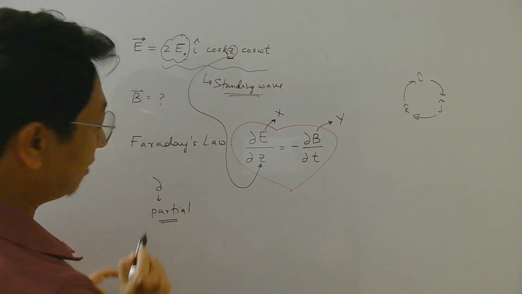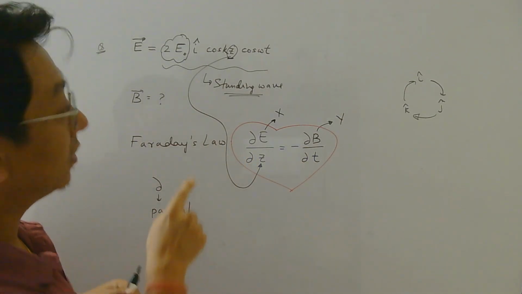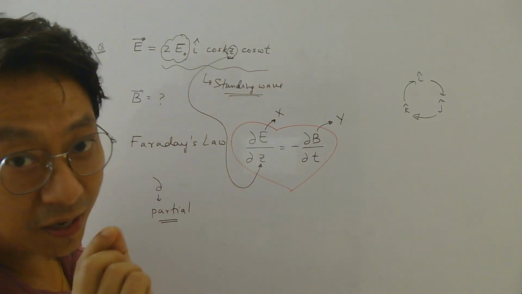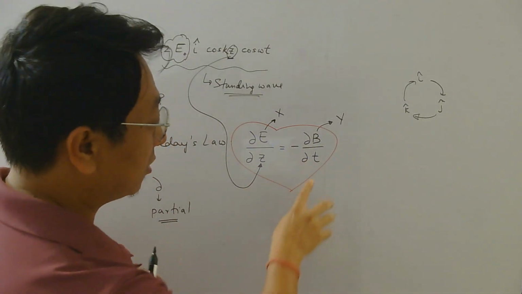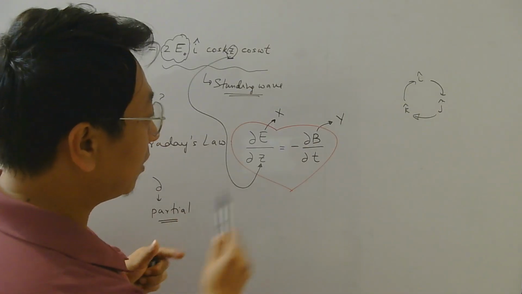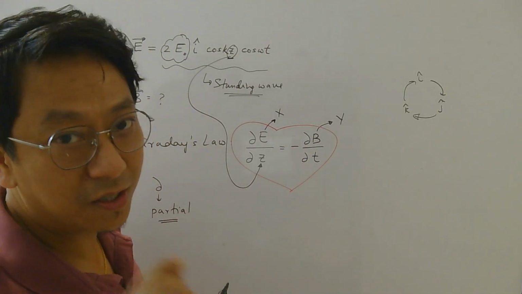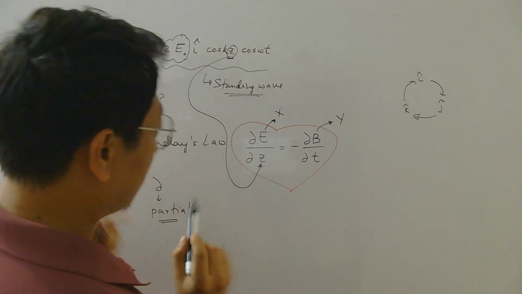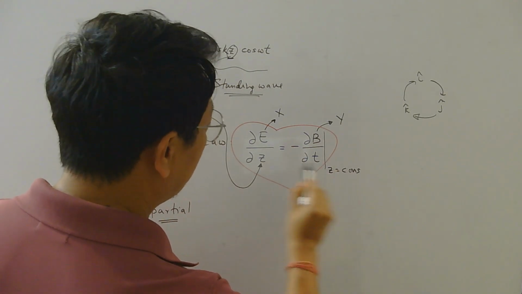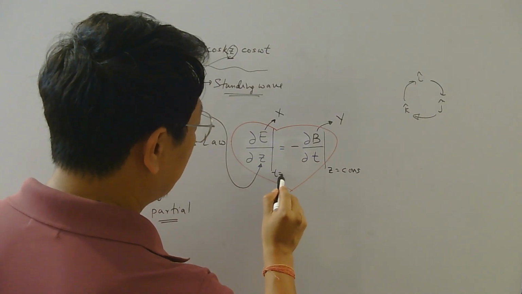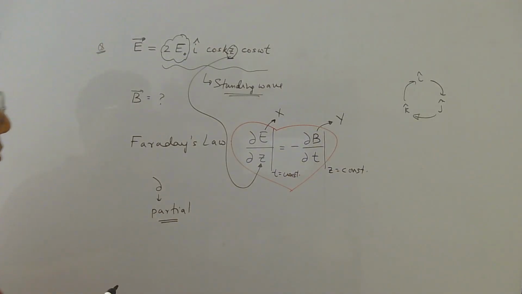Partial simply means that when you take differentiation with respect to the Z coordinate, the time coordinate should be taken as constant. Similarly, this is partial differentiation with respect to time. That means when you take differentiation with respect to time, you have to consider Z to be constant. Okay, so that you have to remember. So here Z should be treated as constant, and here time should be treated as constant. So let's do the differentiation.